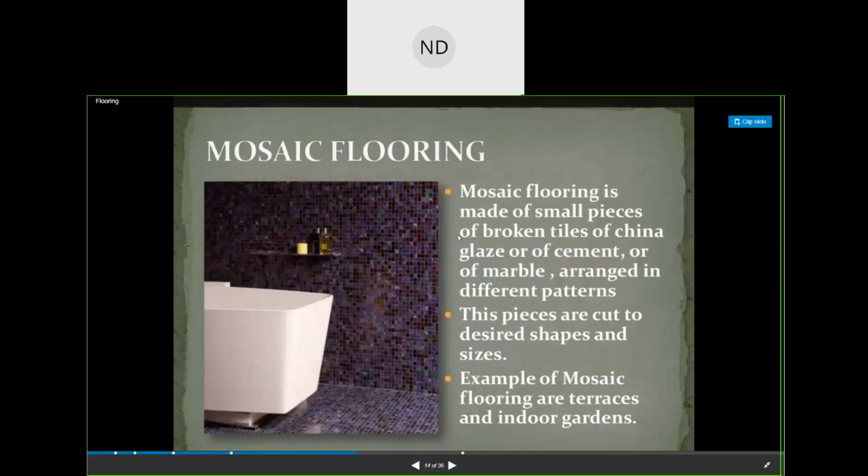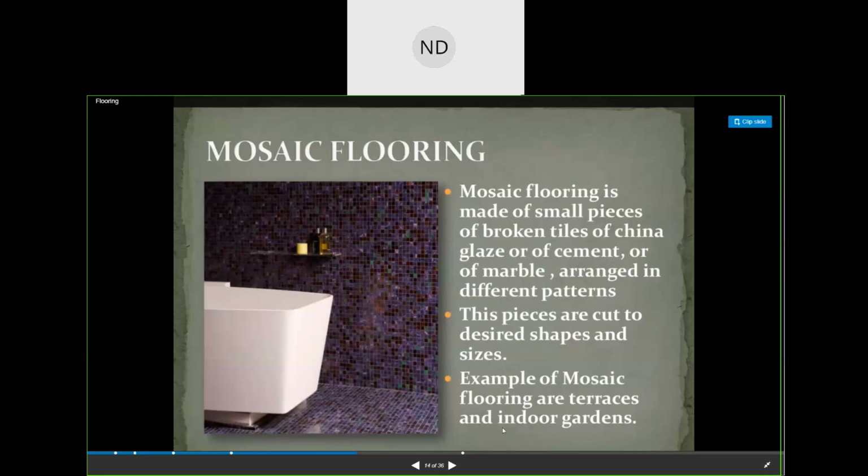Mosaic flooring is made up of small pieces of broken tiles, china glaze, or cement. I think you have seen these kinds of tiles, maybe already in your homes also. These are made up of different small pieces of tiles, china glaze, cement, or sometimes marble. These are mosaic floorings arranged in different patterns. These pieces are cut to desired shapes and sizes.